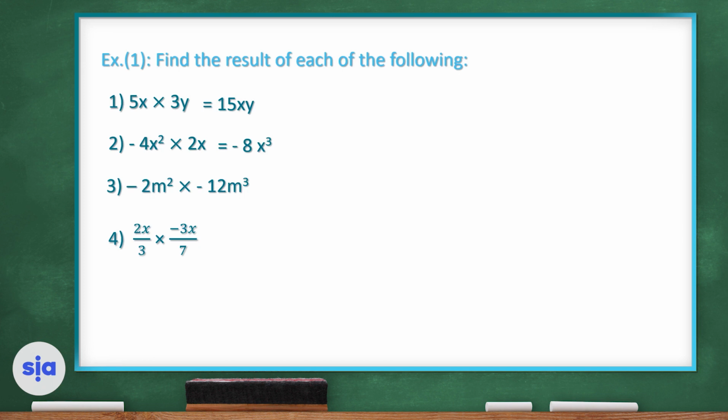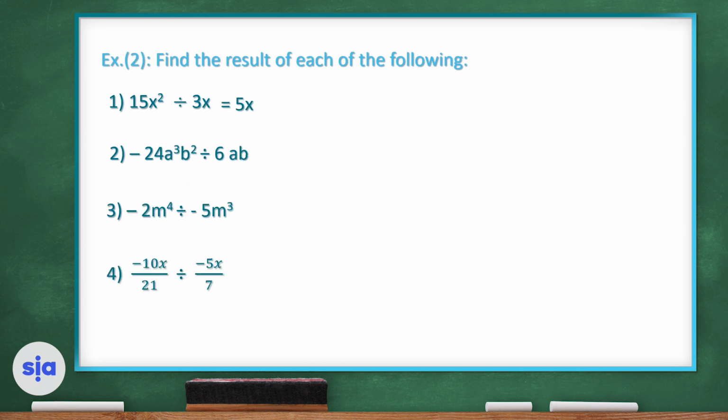Negative 2m squared times negative 12m to the power of 3: negative 2 times negative 12 is positive 24, and m squared times m to the power of 3 is m to the power of 5. Last part, 2x over 3 times negative 3x over 7: the numerator is negative 6x, the denominator is 21.